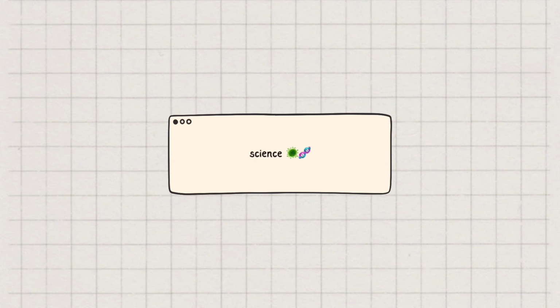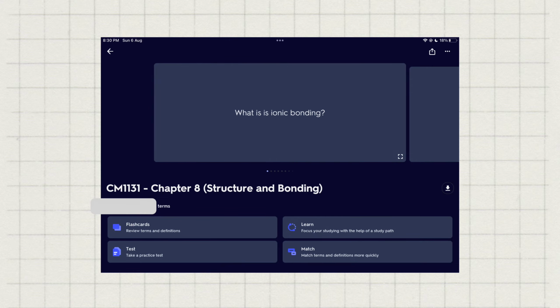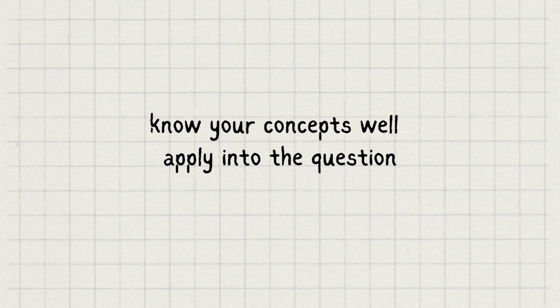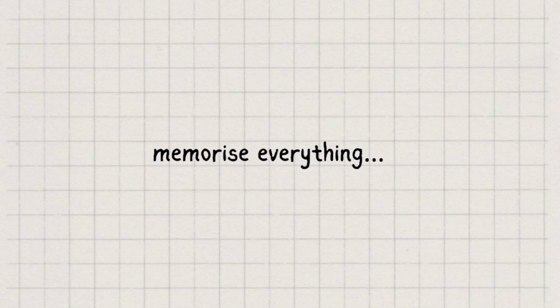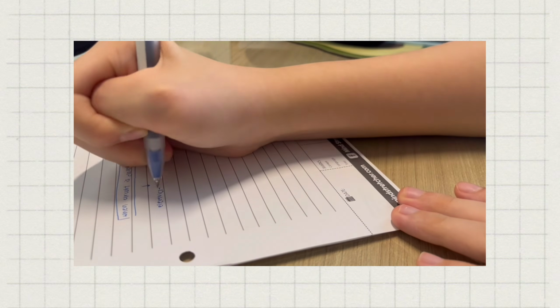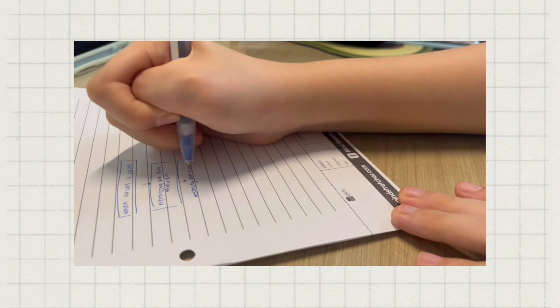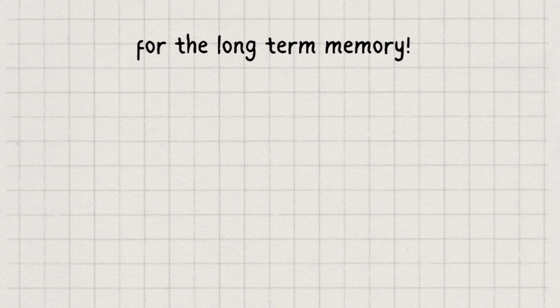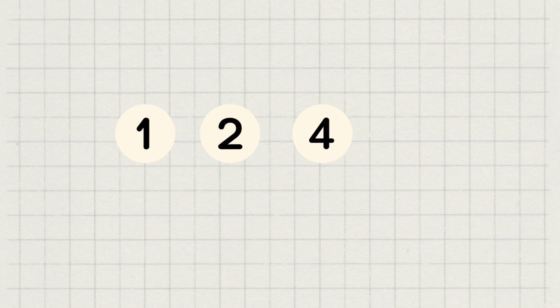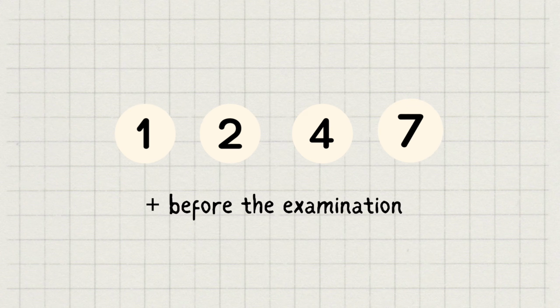For science, I will usually use flashcards, as PSLE science requires you to know your concepts well and then apply them to the questions. So an easy way to not miss out pointers is to basically memorize everything, which can be quite painful. But always understand before memorizing. Know the processes that you're memorizing and try to visualize them in a mind map or flowchart. I would also suggest that you use flashcards to ensure that the concepts stay in your head. I use a forgetting curve to plan when I review my flashcards, which is usually every 1, 2, 4 or 7 days and also before the examination.